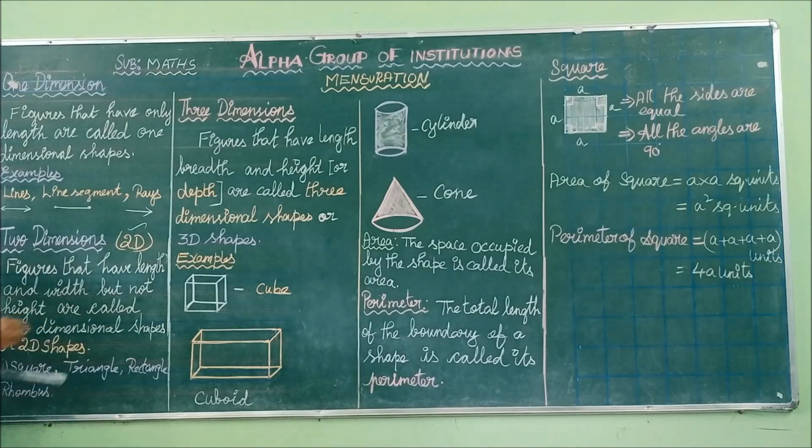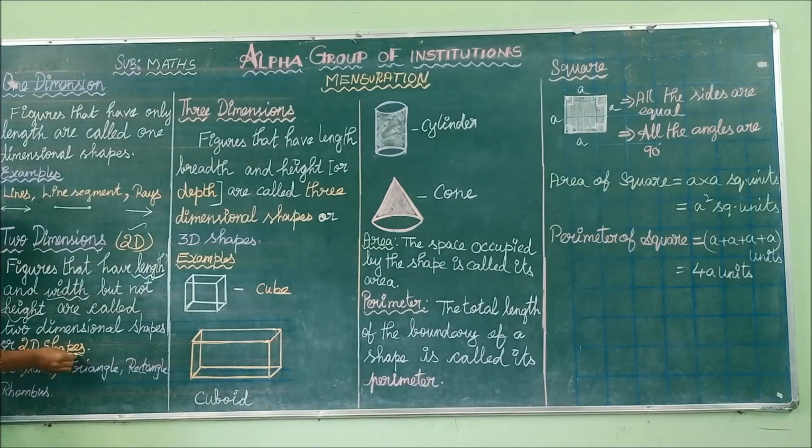Read the definition. Figures that have length and width. The other name for width is breadth. Figures that have length and breadth but not height are called two-dimensional shapes. Do you understand, children? Or 2D shapes. They have both length and breadth, length and width, but not height. Such shapes are said to be two-dimensional shapes.